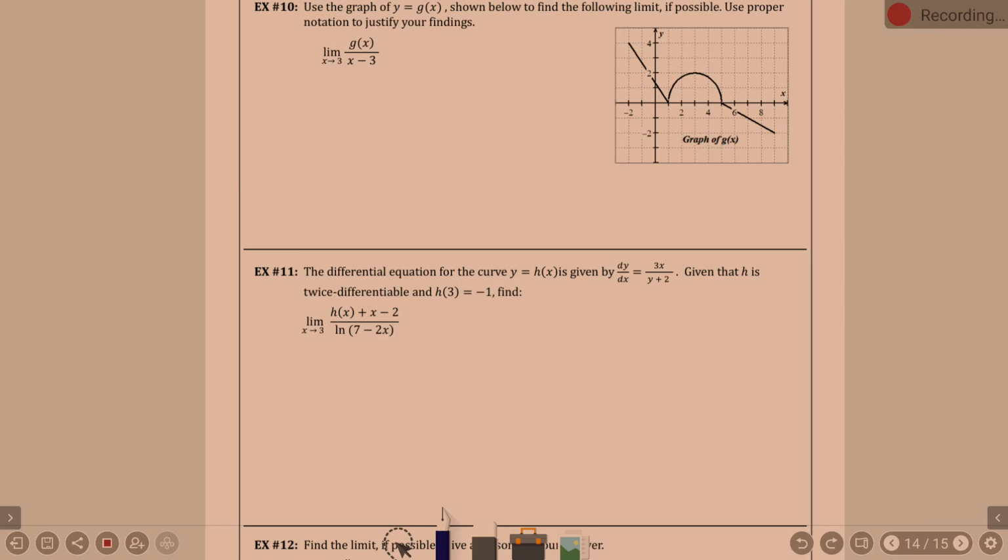Well, I'm just going to take a guess. Limit as x approaches 3 of g of x. Well, what is that? That's going to be g of 3. What is g of 3? 2.